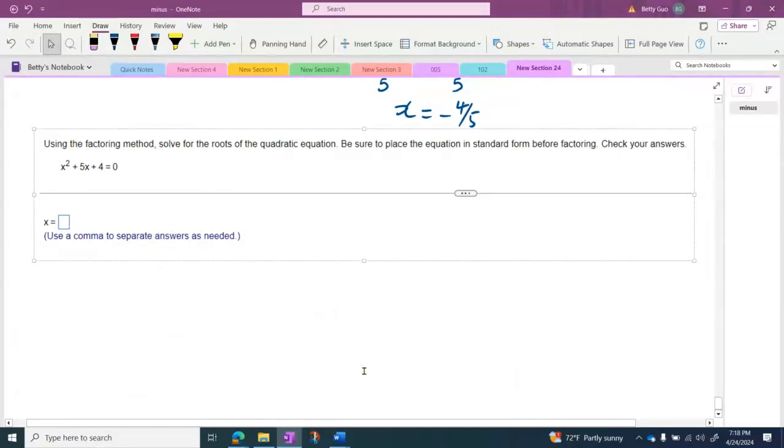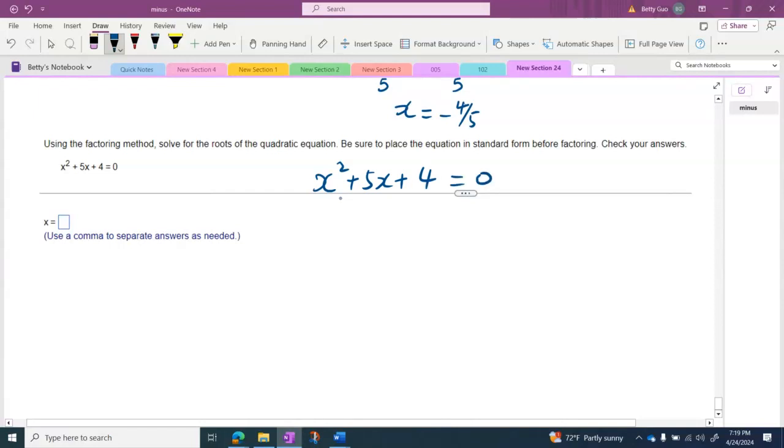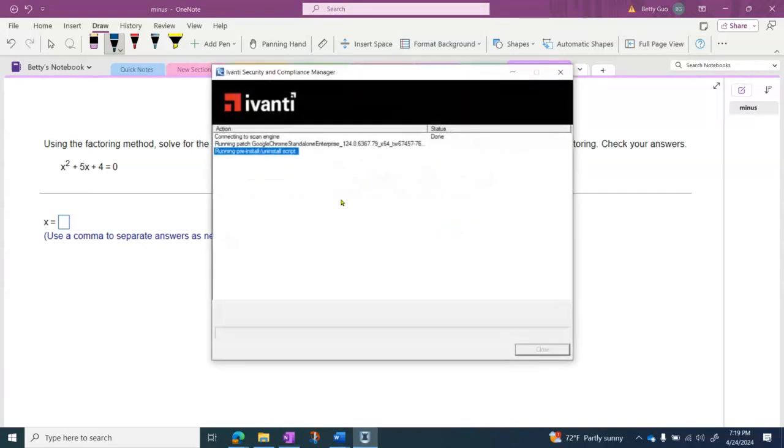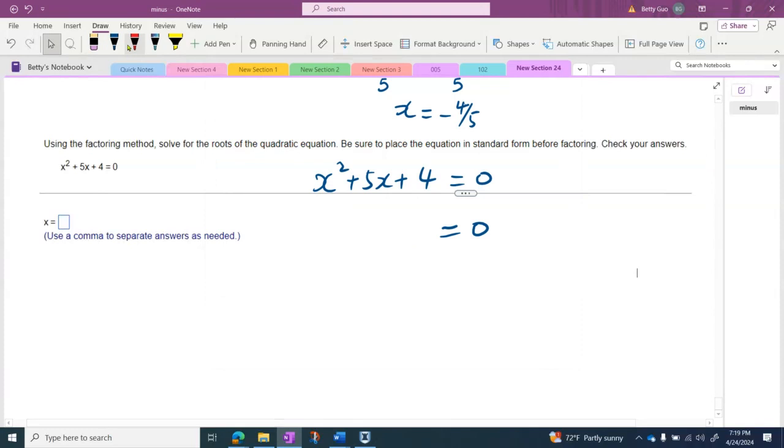Using the factoring method, solving for roots of the quadratic equation, be sure to place the equation in standard form before factoring. Check your answers. So we have x squared plus 5x plus 4 equals 0. It is already in the standard form. Right side equals 0. Left side is a quadratic trinomial with leading coefficient 1. So we could factor the trinomial by using shortcut method.